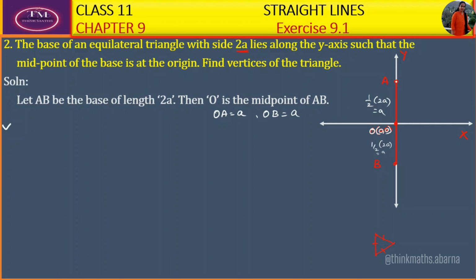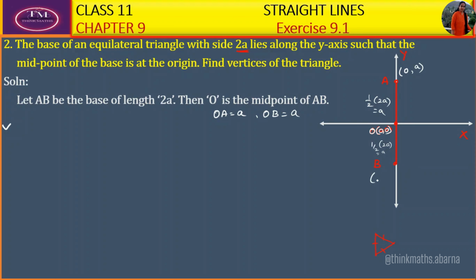So this point A will be, as it is on the y-axis, x coordinate will be 0, and y coordinate, as the distance is a, it will be plus a. This B is in the negative part of the y-axis.